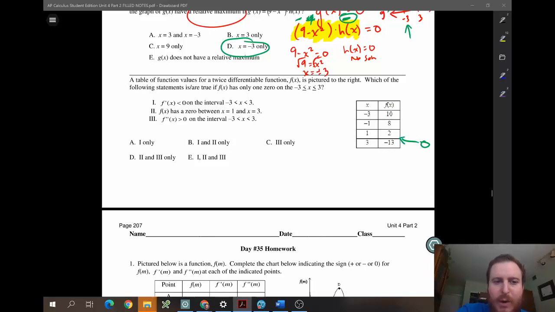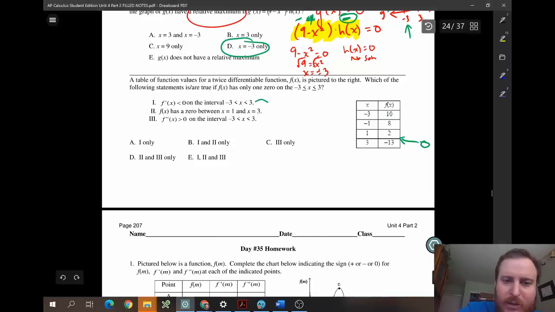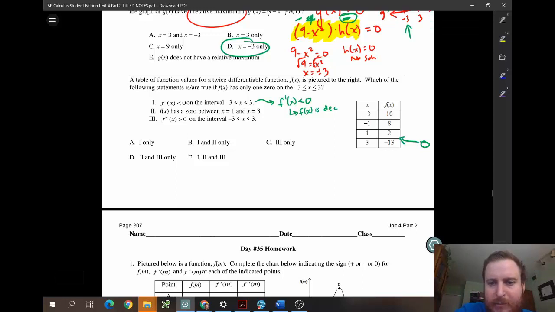The first statement says f prime of x is less than 0 on the interval between negative 3 and positive 3. What does f prime of x mean when it is less than 0? Well, that means that f of x is decreasing. This is where it is a little bit tricky: we don't know what negative 2 is. Negative 2 could have been 12. So it could have gone up to 12 and then back down to 8. We don't necessarily know that, so this one doesn't have to be true.